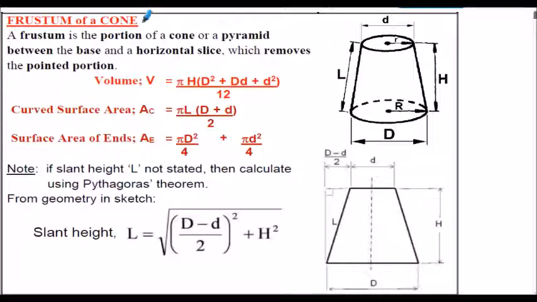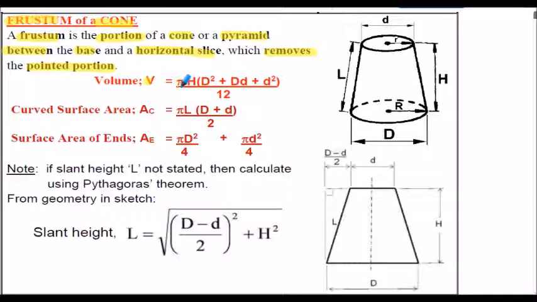Let's now consider the frustum of a cone. So the frustum is a portion of the cone, or of a pyramid, we'll see that formula in a moment, between the base and a horizontal slice which removes the pointed portion of the cone. So in other words here, this slice here. The volume formula is given as shown here without proof.